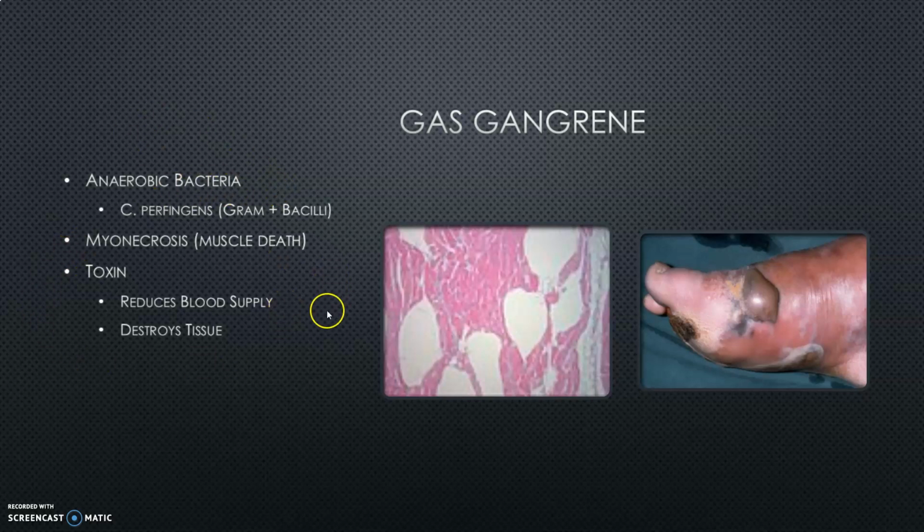All right, to recap, gas gangrene: the toxin causes the blood supply to reduce in the area, limiting your immune response, cutting off nutrients and supplies to the tissue. Tissue gets destroyed. Bacteria is eating, it's loving life, producing gas and causing damage and possible death.